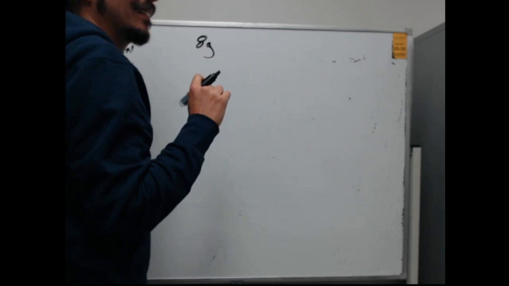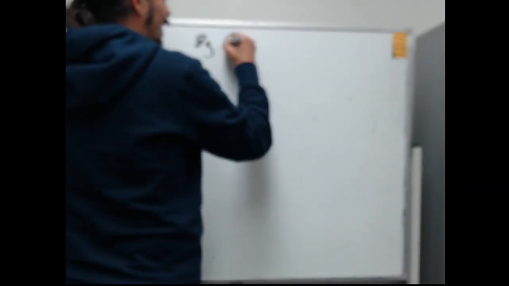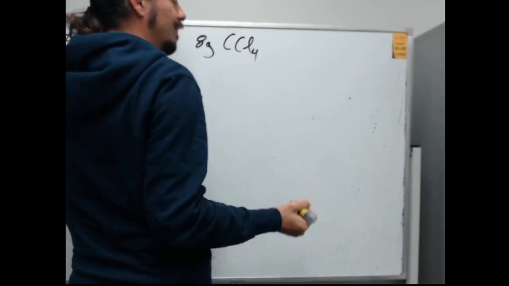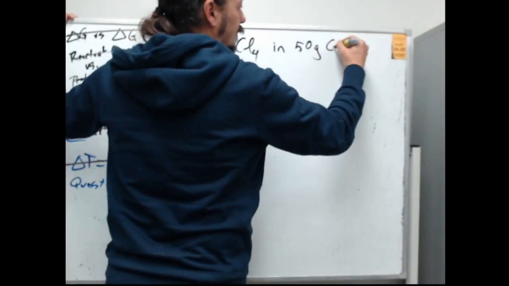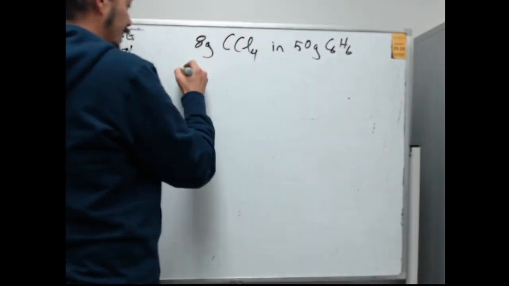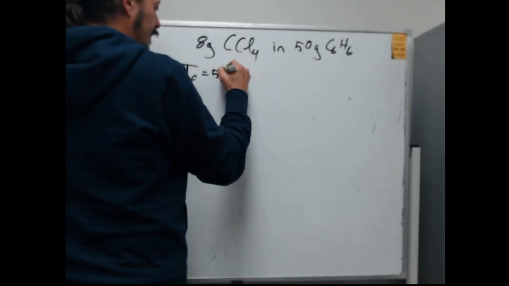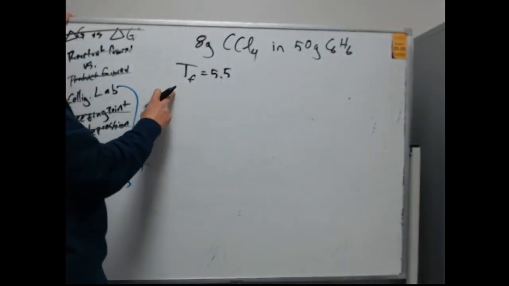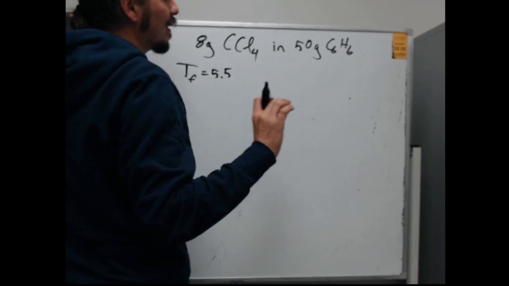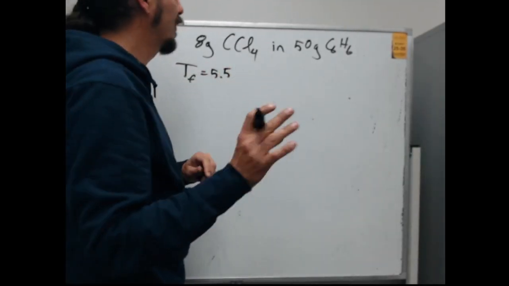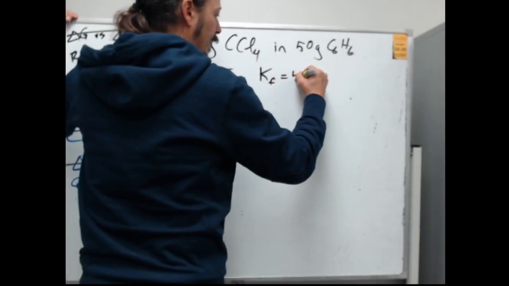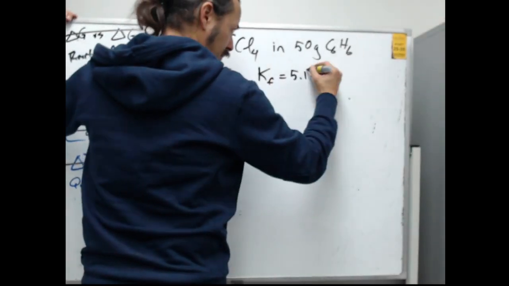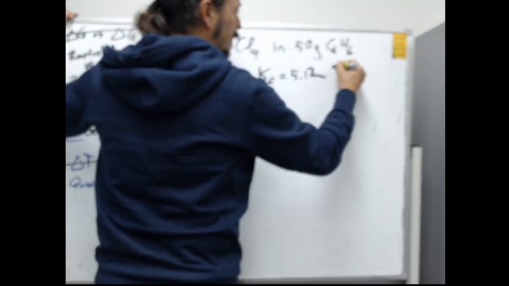Okay, what is the freezing point of a solution of 8 grams of carbon tetrachloride, CCl4, and 50 grams of benzene? For benzene, T freezing equals 5.5 degrees Celsius, and K of freezing equals 5.12 degrees Celsius kilograms moles to the -1.